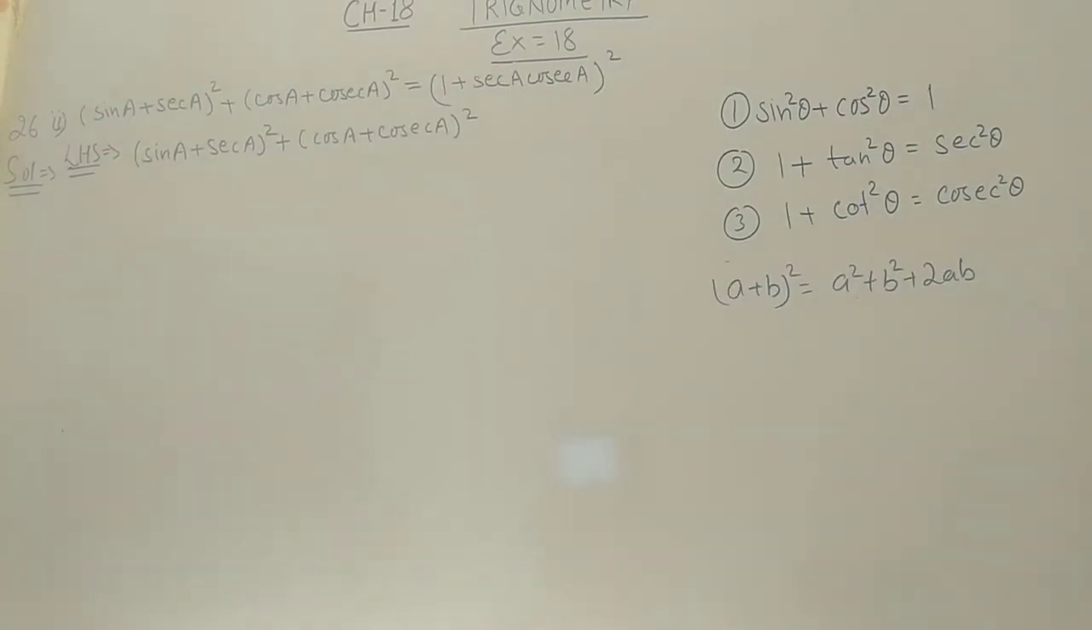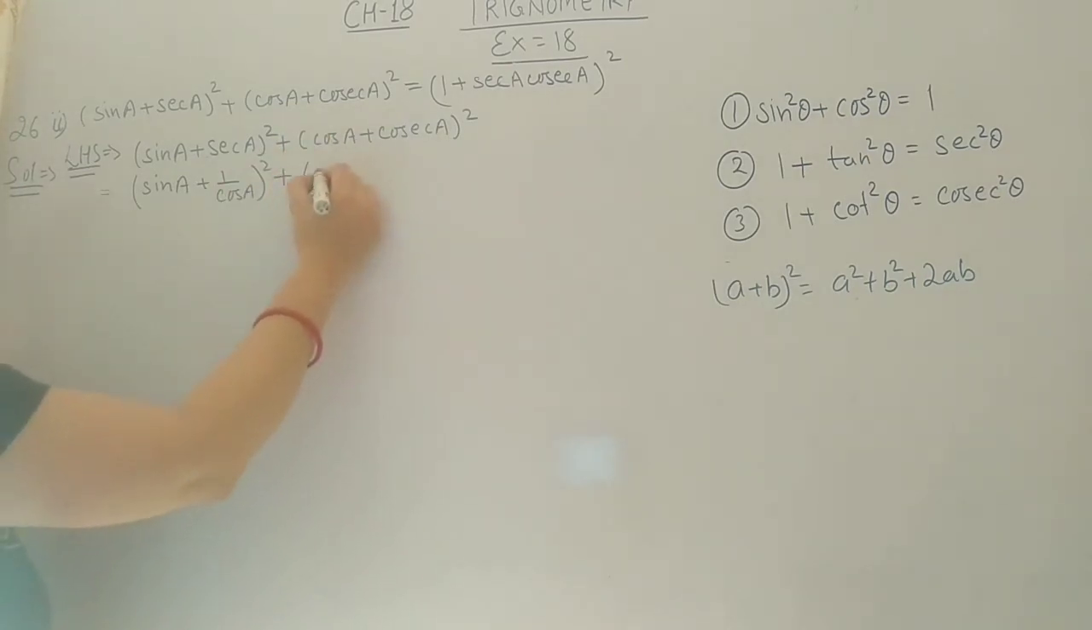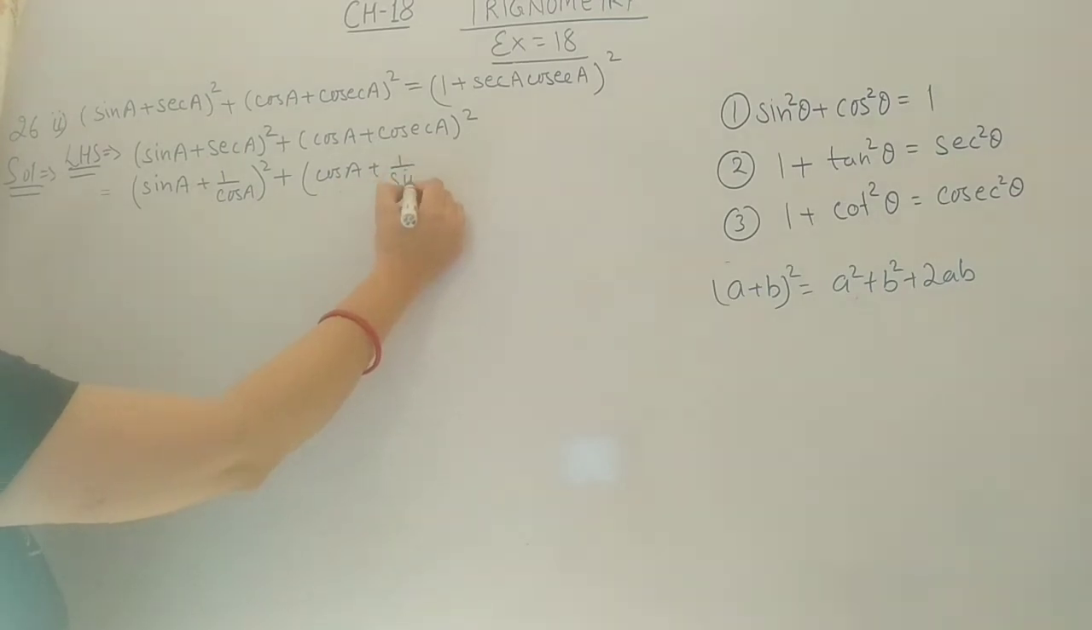And the sixth part: (sin A plus cosec A) whole square plus (cos A plus sec A) whole square equals 1 plus sec A cosec A whole square. Left side we have taken here. In the left side, this sec A we can write as 1 by cos A. So (sin A plus 1 by cos A) whole square, and this we can write as (cos A plus 1 by sin A) whole square.